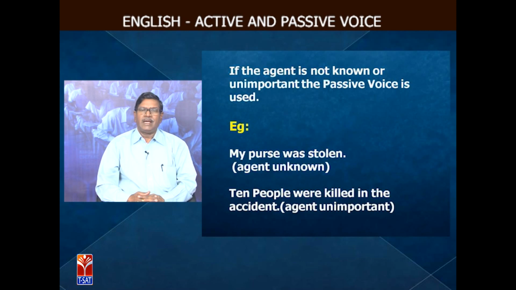For instance, my purse was stolen. Somebody stole it, we don't know who. What is lost? The purse. The agent here is unknown. My purse was stolen. So, here the sentence is used in passive voice. Ten people were killed in the accident. In that accident, ten people were killed. So, how were they killed? Who is the agent? The subject is unimportant here. When the subject or the agent is not known as well as unimportant, we have to use passive voice.